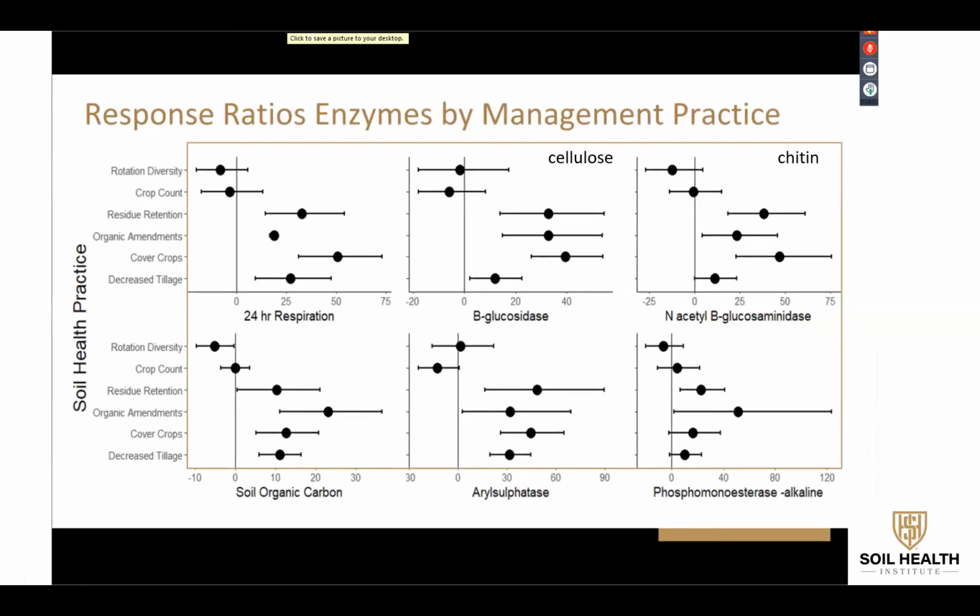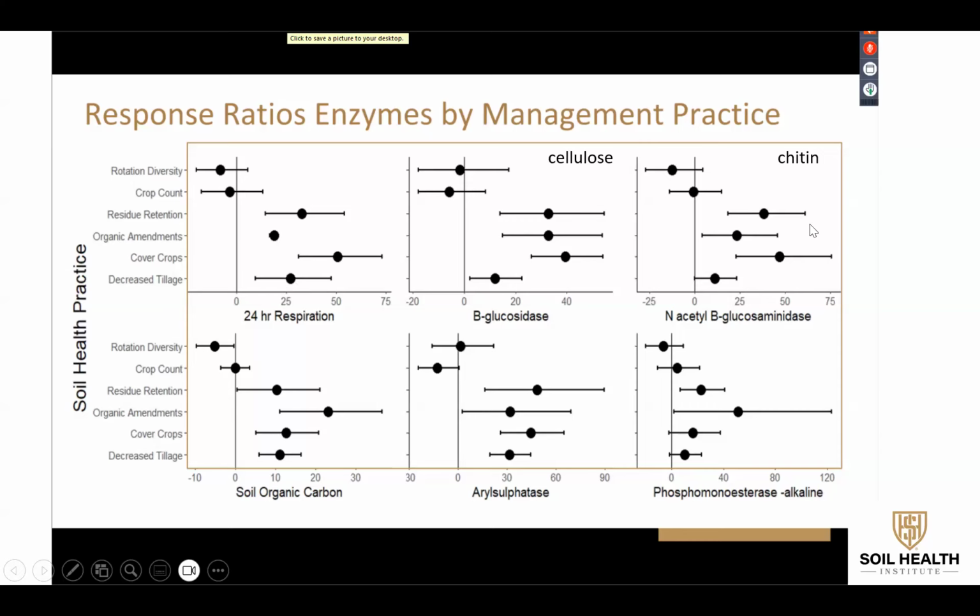Due to time, I'll just briefly do this. This is put out by the Soil Health Institute, and it's a meta-analysis where they compiled a lot of studies together. On the y-axis are different management practices, whether it's rotation, number of crops, residue retention, organic amendments, cover crops, or decreased tillage. And then there are 6 different measurements here. If they're on the left of this line, there's a negative relationship. If the values are on the right-hand side, it means there's a positive relationship. So let's say respiration here: positive, more respiration with residue retention, organic amendments, cover crops, and less tillage.